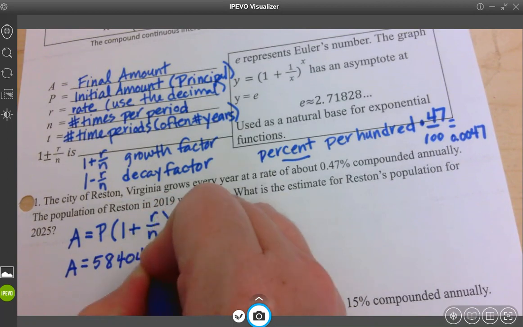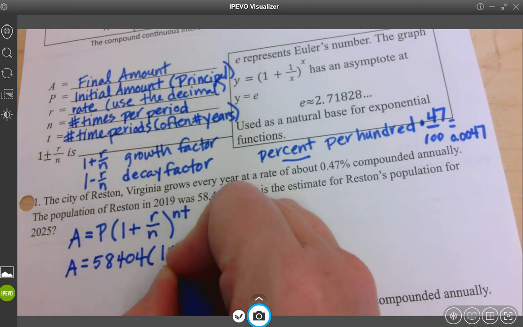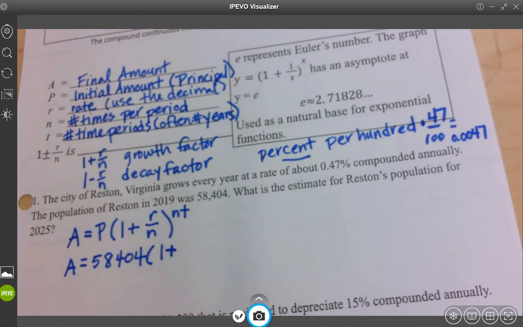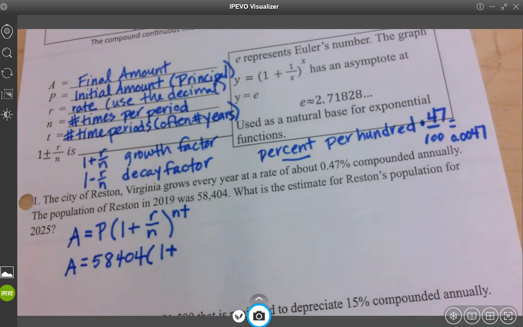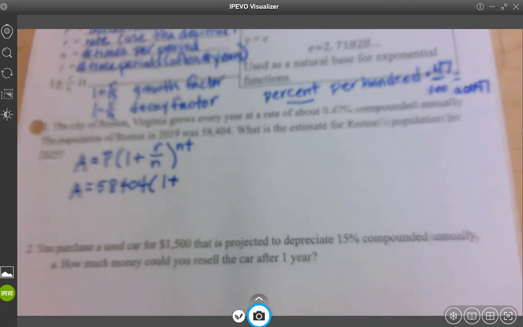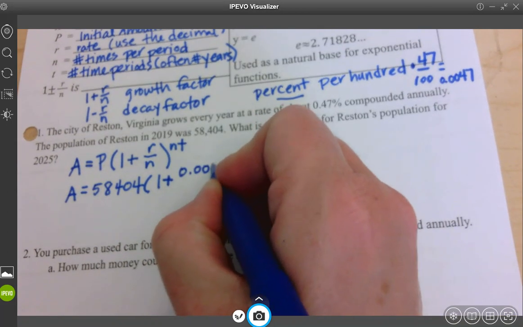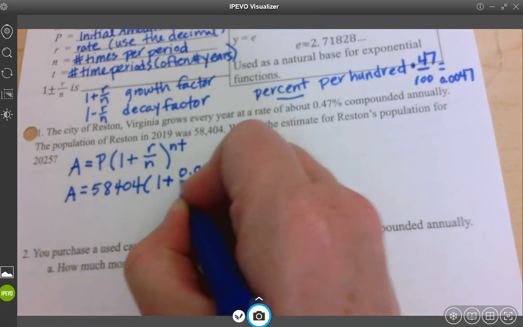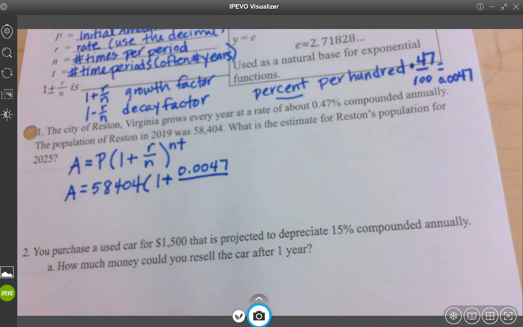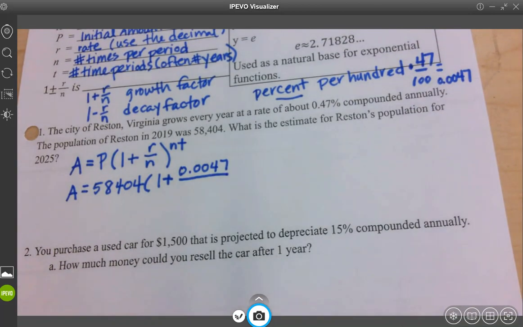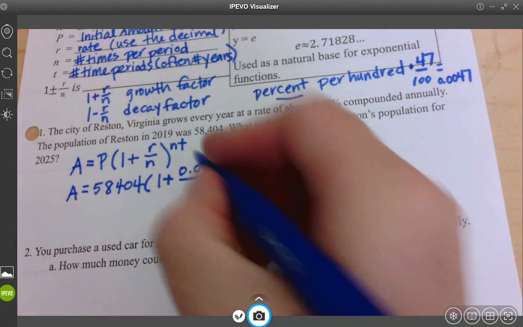58,404. 1 plus, for our rate, we're going to use that decimal that we figured out, 0.0047. And then how many times is it calculated each year? Once, because it's an annual rate.